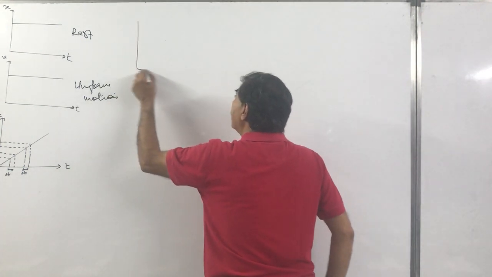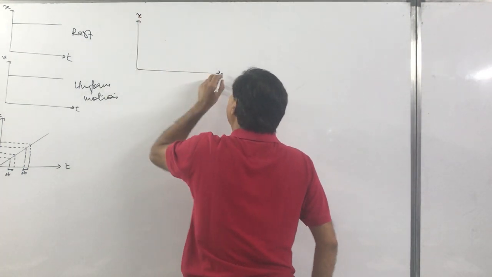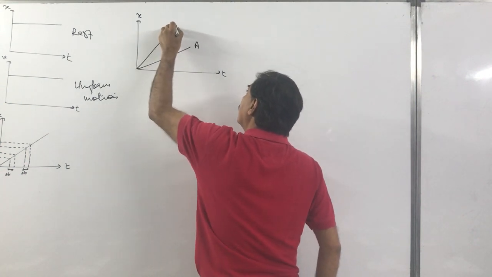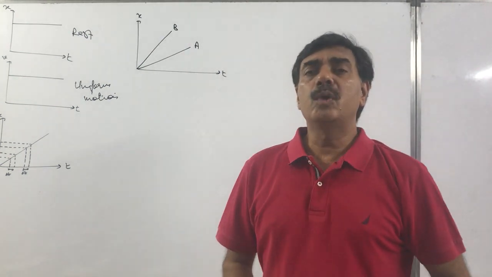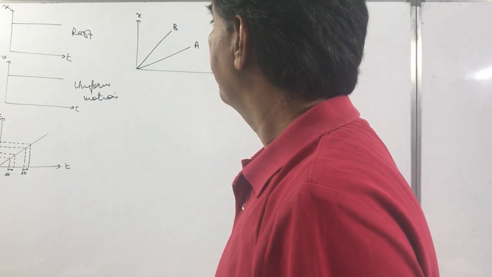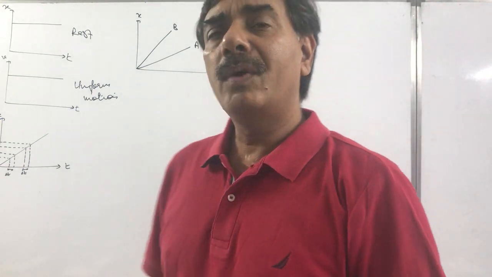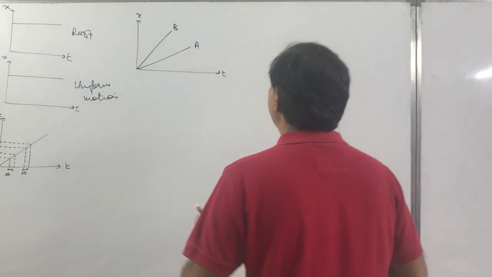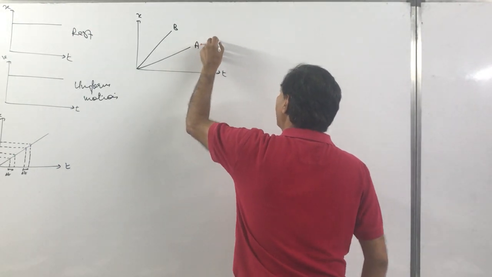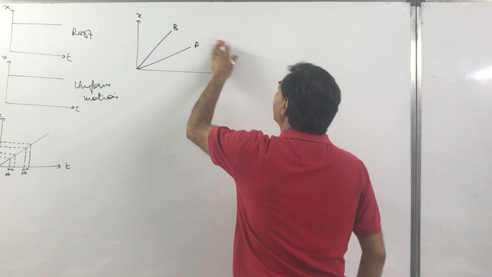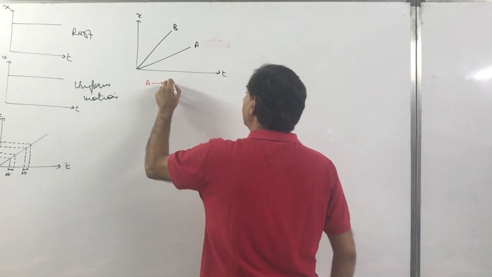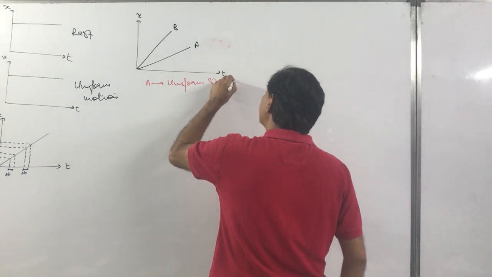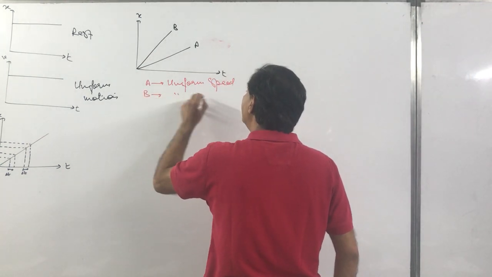Let me explain it again. xt graph. It is a graph for 2 particles A and B. What kind of motion does it represent? Both A and B represent uniform motion. We write it here. A, uniform motion. Uniform motion means uniform speed. You can say uniform velocity also. B also, uniform speed.